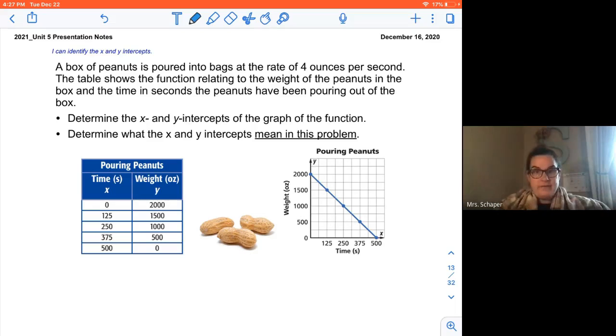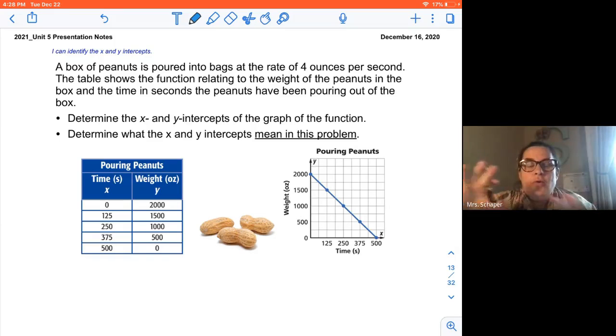Okay, so we have this graph and this t-table. And what we want to do is interpret the intercept. So when I'm looking at it, we've got peanuts. So picture this big box of peanuts that is being poured into bags at a rate of 4 ounces per second. So kind of envision this big box, you're tipping it, pouring it. The table shows a function relating the weight of the peanuts in the box and the time in seconds that the peanuts have been pouring out of the box. So as you're pouring it out, what's happening to the weight? The weight of the box is going down because more peanuts are coming out of it.